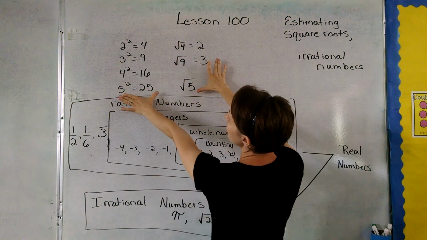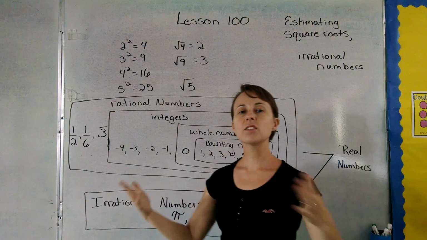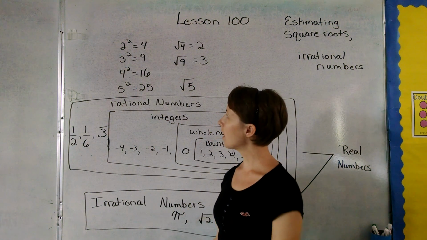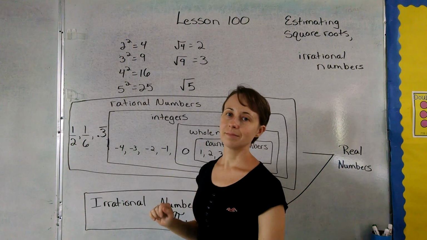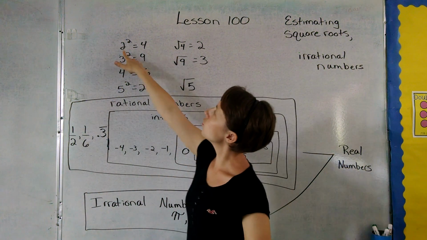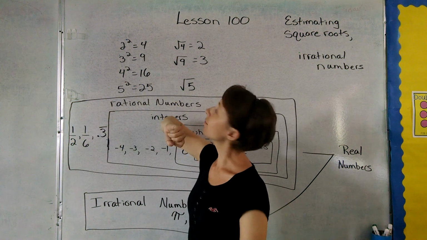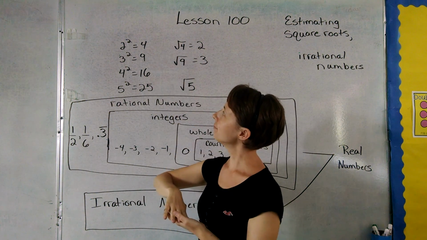Let's start at the top here. This is our estimating square roots section of notes. And these are things that you already know. Make sure you write them down so you remember. 2 squared is 4. Whenever we take the square root, we're doing the reverse of squaring it. So 2 squared is 4. Then the square root of 4 is 2.